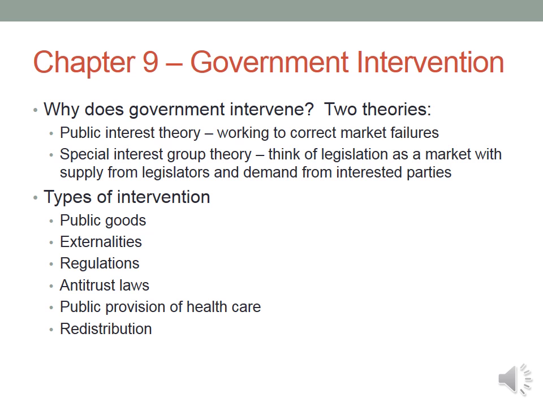I'm going to give you a little additional detail on externalities, regulations, antitrust laws, and redistribution, because those are some things that are a little more complex. Public goods, you should know what they are. Go back and look at your notes. And public provision of health care, that's a little more straightforward.